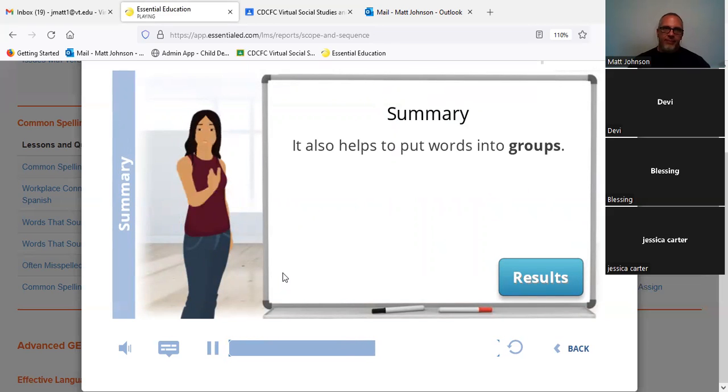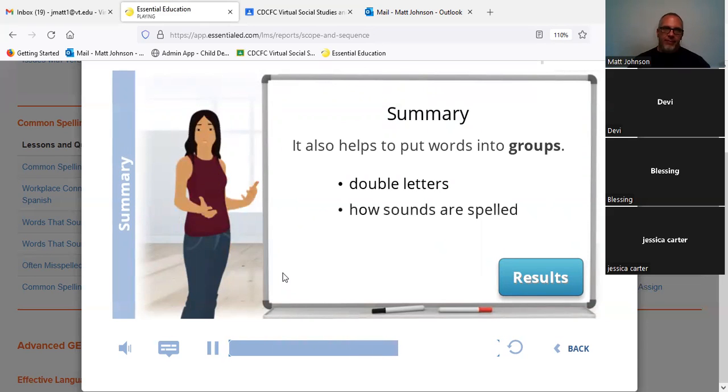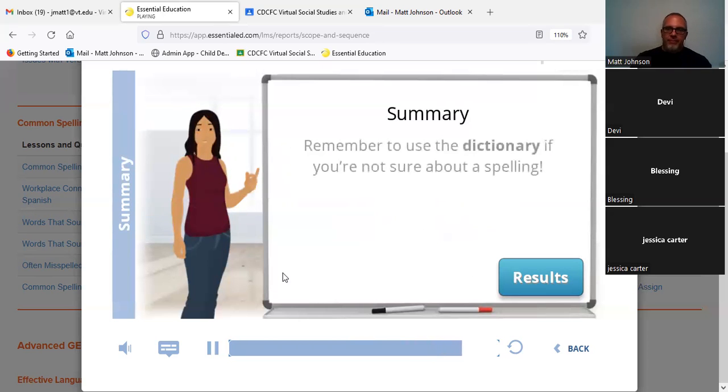What words give you trouble because of double letters? What words give you trouble because of how the sounds are spelled? What words give you trouble because of prefixes or suffixes? Are there other ways you can group words? Grouping things is a good strategy for learning. And remember to use the dictionary if you're not sure about a spelling. Click results to see how you did on the questions.